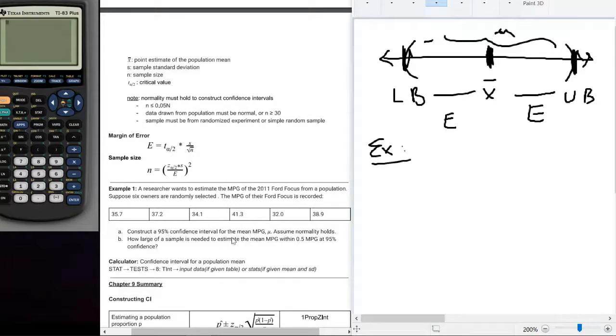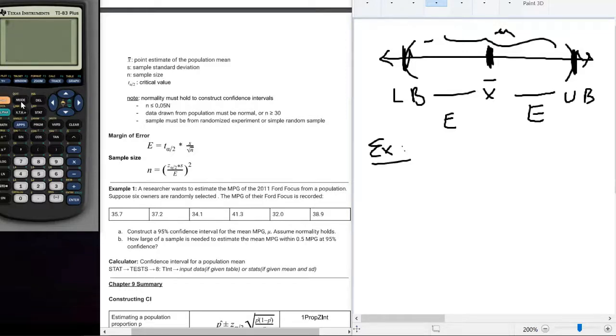Okay, so here we're going to assume that the normality conditions do hold. I want to show you how to calculate the confidence interval. Okay, so given data, the first thing we'll do in the calculator is plug it into L1. So that's going to go to stat, edit, and you're going to enter your data into L1. Okay, once you've entered your data into L1, go ahead and quit to the home screen.